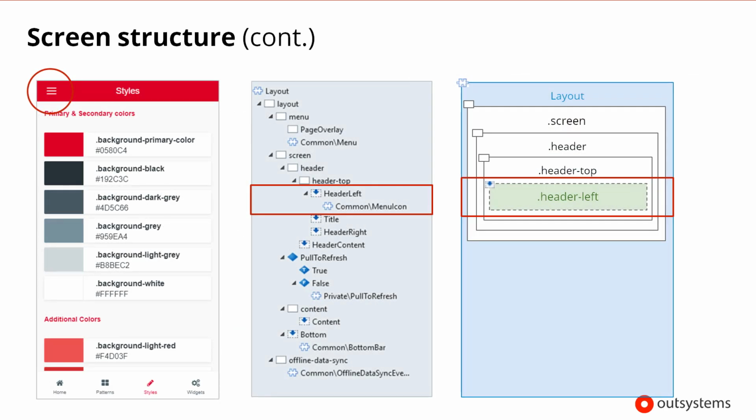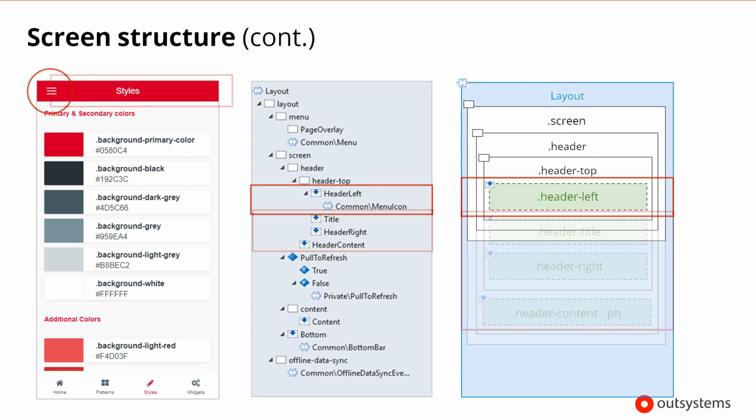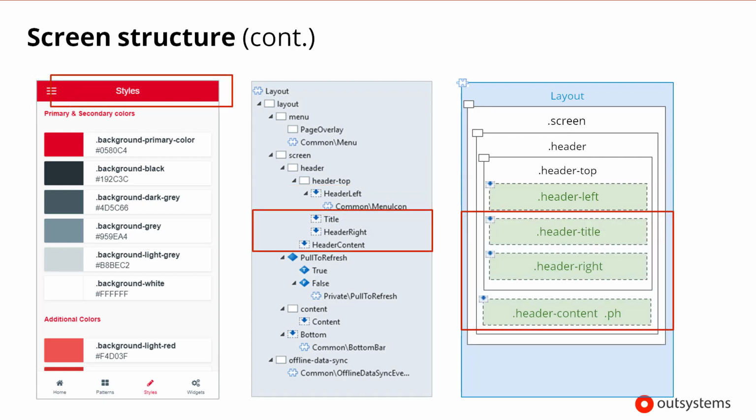Going back to the layout block, in the widget tree we can see the placeholder called header left. It has the header left CSS class applied to it. This placeholder is filled with a hamburger menu icon through the common menu icon block. Still inside the header container, we have the header title and header right placeholders. They have the header title and header right CSS classes applied to them. We also have another placeholder below called header content, which typically contains additional information at the bottom of the header. Header content has the header content and PH CSS classes applied to it.